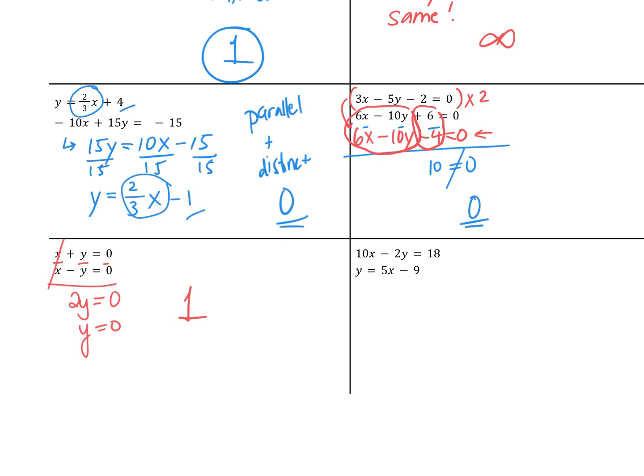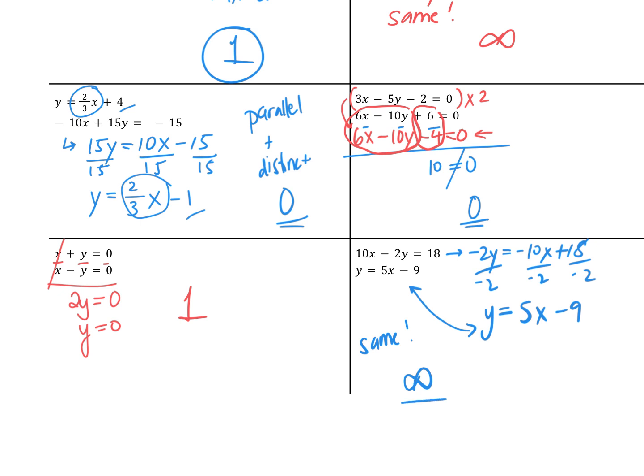And our final one, because one of my equations is in y equals mx plus b, I'm going to isolate for y in the second equation as well. But of course, I can do substitution here if I prefer and compare the algebraic answer I get. But I get y equals 5x minus 9, exact same line, meaning infinite number of solutions.